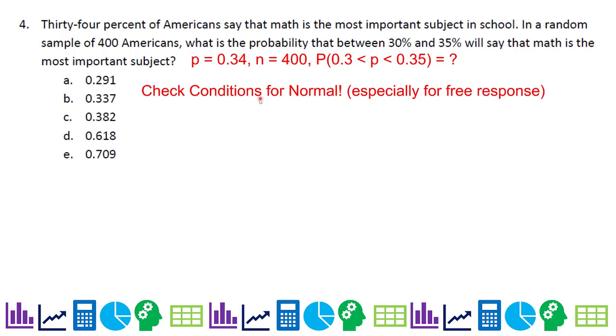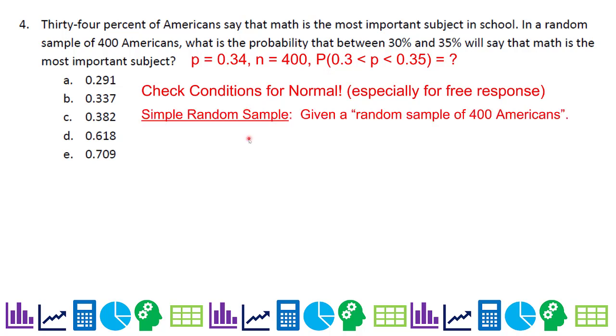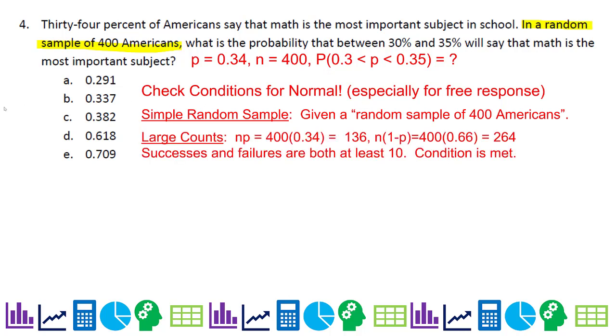Because there's a couple things you got to do. So looking at your table, you have the simple random sample condition. Well, they said in a random sample, 400 Americans. So let me go ahead and highlight that. So they said it is a random sample. Look at that, in a random sample. It says it in the problem. Okay, so we have our random sample.